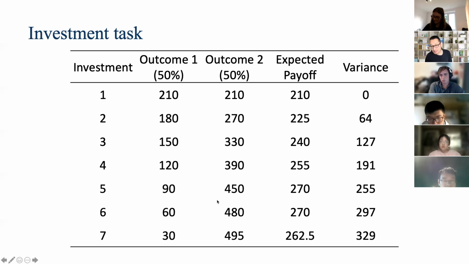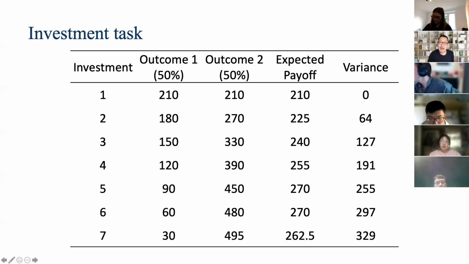So in finance, the variance of the payoff can be defined as risk, right? So if the variance is 0, like investment opportunity 1, you will receive this payoff for sure. There's no variance, there's no risk involved.